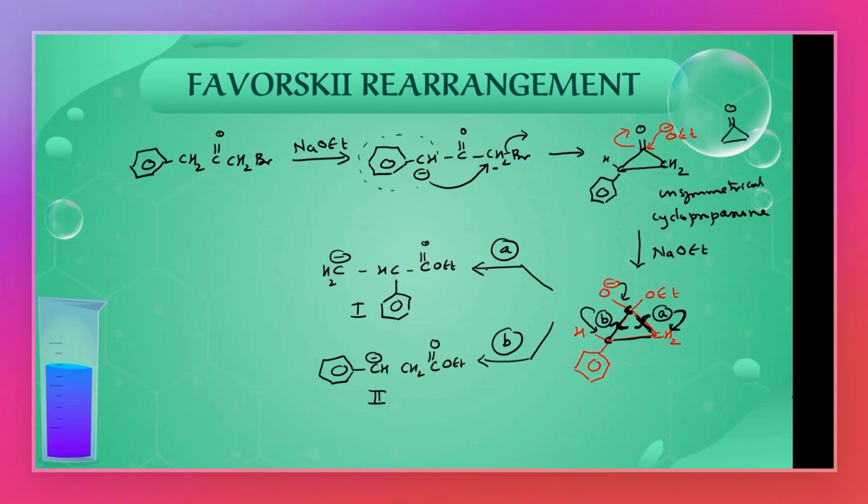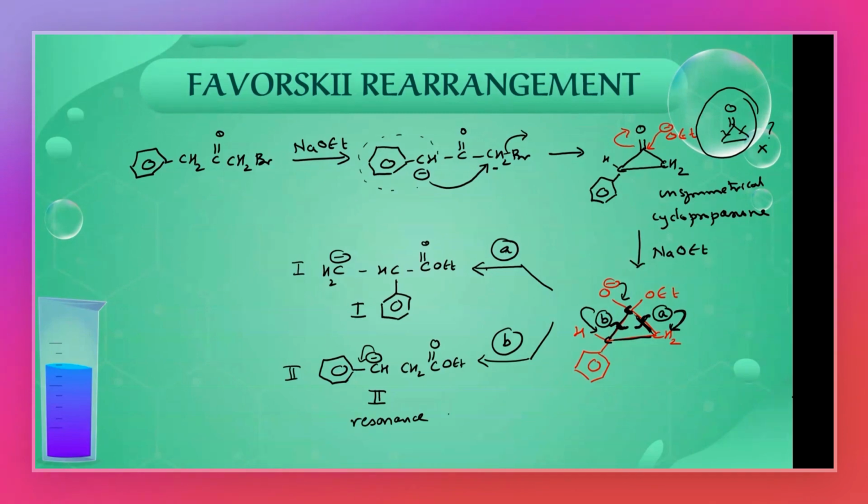Now the question arises, which is more stable? In the symmetrical ketone, we didn't have such a problem. You cleave on either side, you have the same carbanion, so there's no question of comparing carbanion stability. But here we can compare the stability of carbanion 1 and carbanion 2. As you can see, carbanion 2 is more stable because it is involved in resonance with the benzene ring.